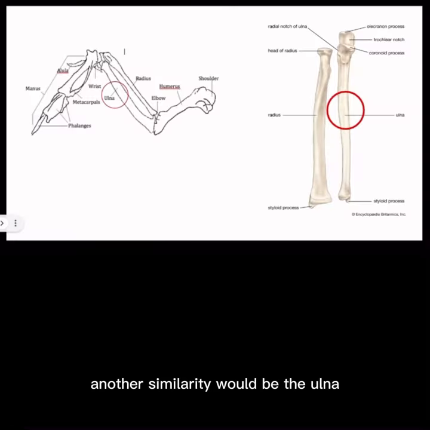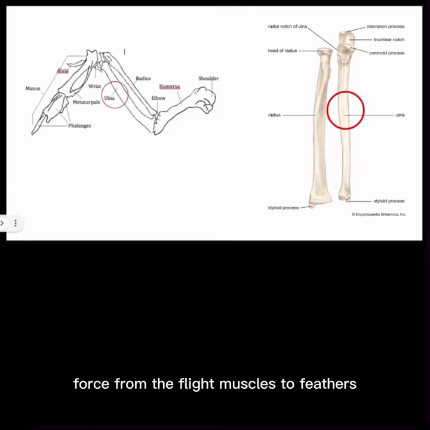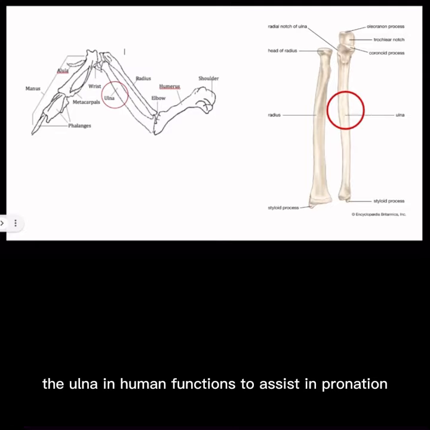Another similarity would be the ulna. The ulna in a bird functions to transmit force from the flight muscles to feathers. The ulna in a human functions to assist in pronation and supination of the forearm and hand.